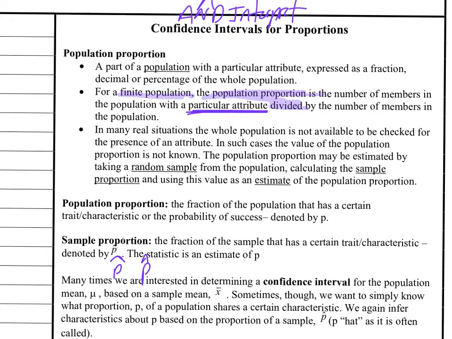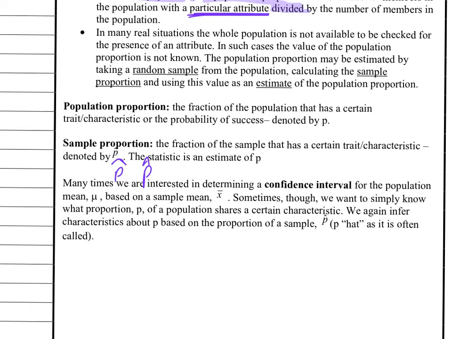Many times we are interested in determining a confidence interval because unfortunately that estimate is almost guaranteed to not be correct. It's guaranteed to be wrong, maybe just a little bit off, but it's off. So we want to determine what's called the confidence interval. We did that a little bit last class based off of a simulation.